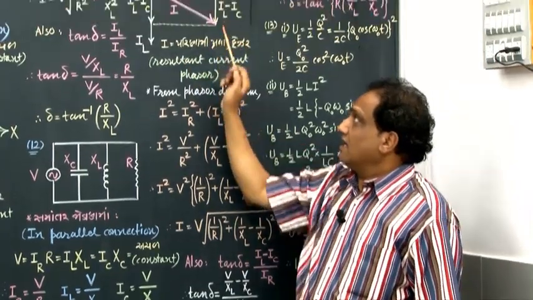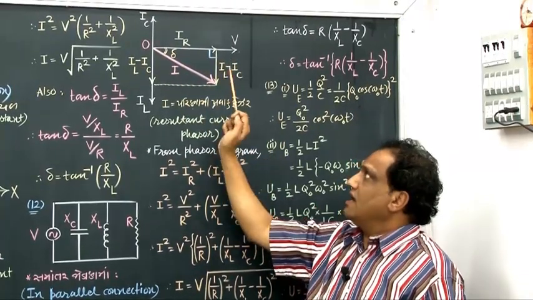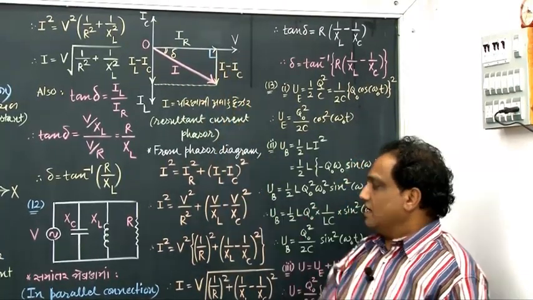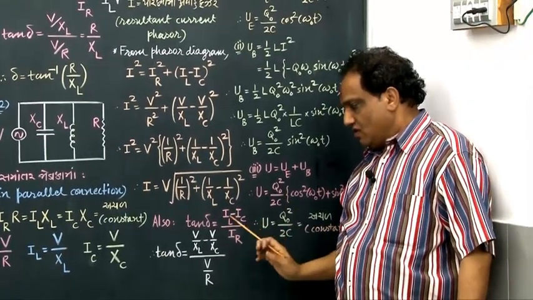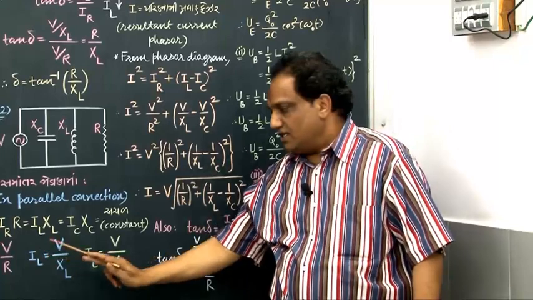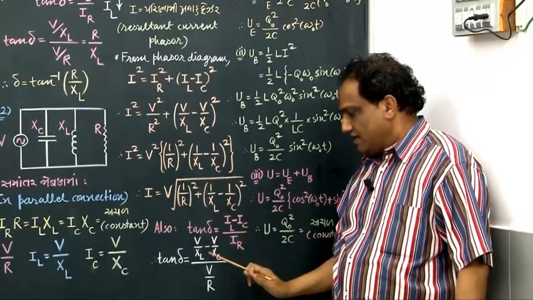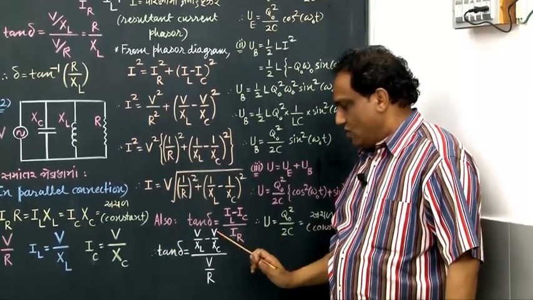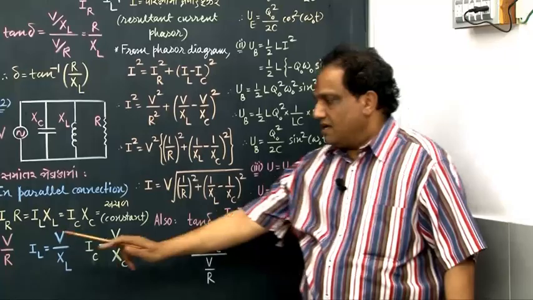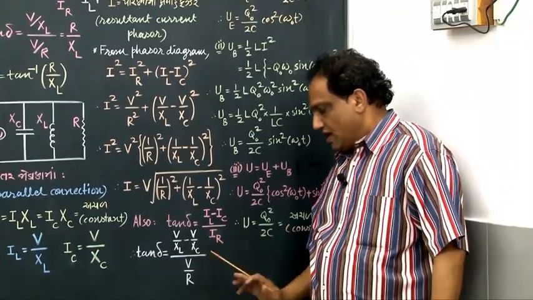What about tan delta? In this right angle triangle, find out tan delta: opposite to delta divided by adjacent to delta. Opposite upon adjacent is IL minus IC upon IR. What is IL? IL is V upon XL, minus what is IC? V upon XC. What is IR? IR is V upon R.